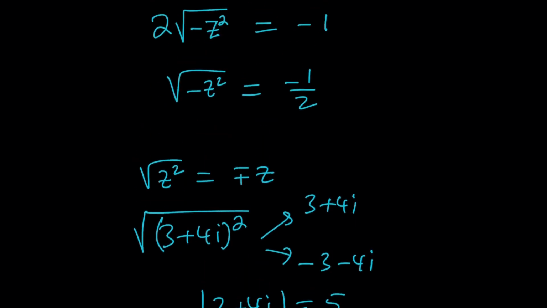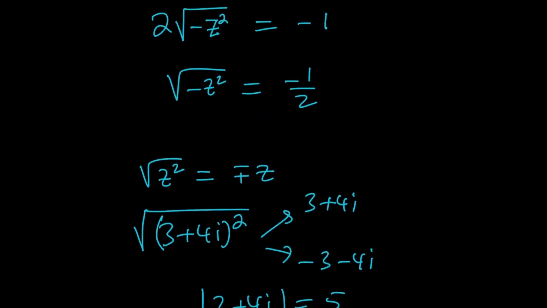So what do we do then? We're just going to use plus minus z, but that's the square root of z squared. This is the square root of negative z squared. To make matters worse, we have an extra negative there. So what do we do? Isn't it still plus minus z? Maybe, maybe not. Let's find out.